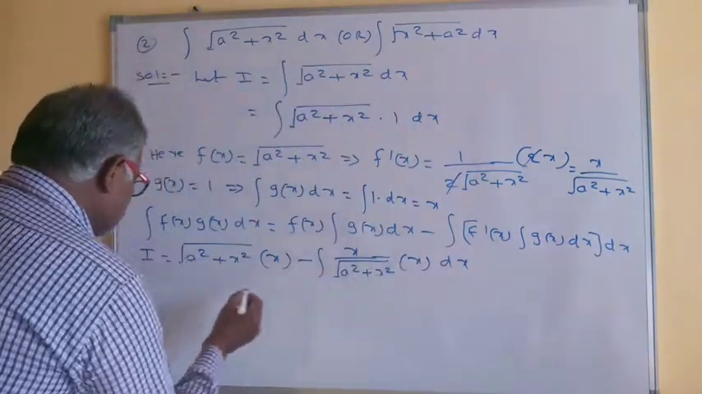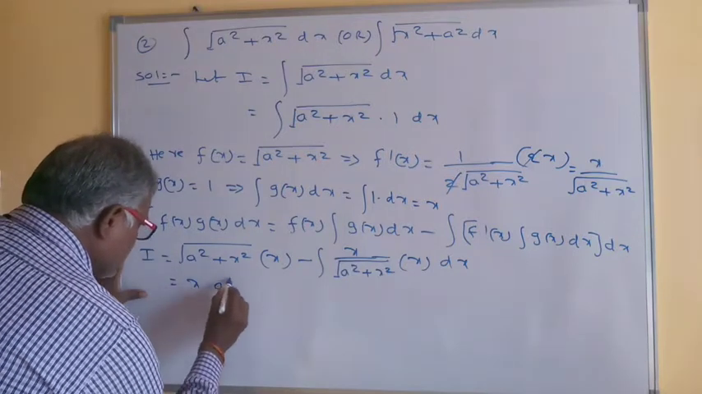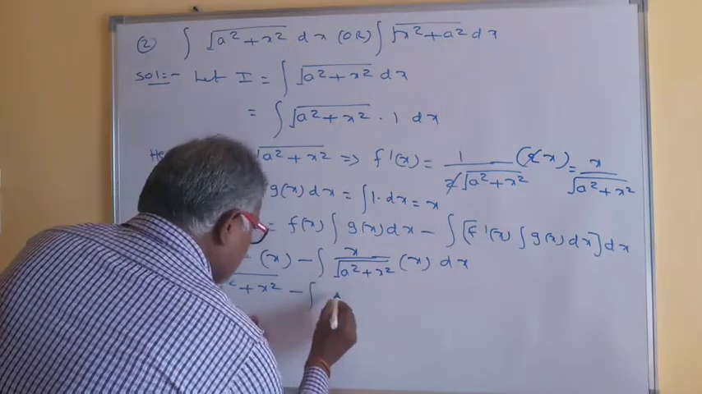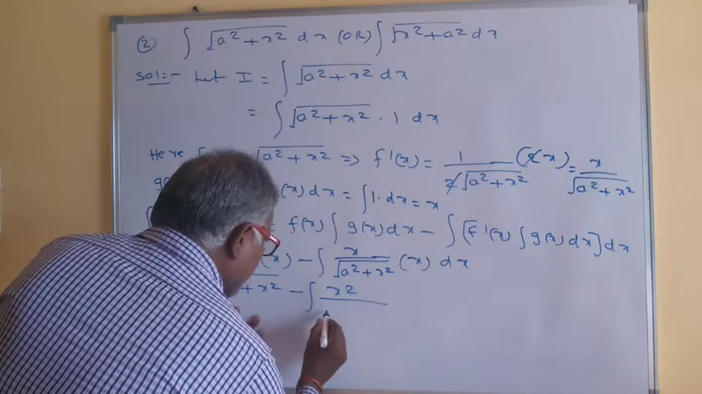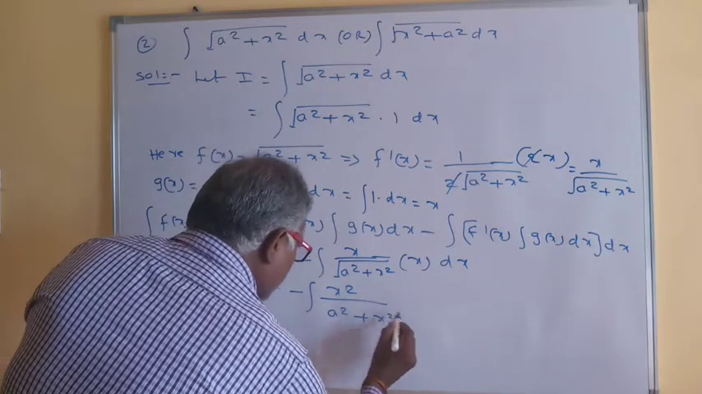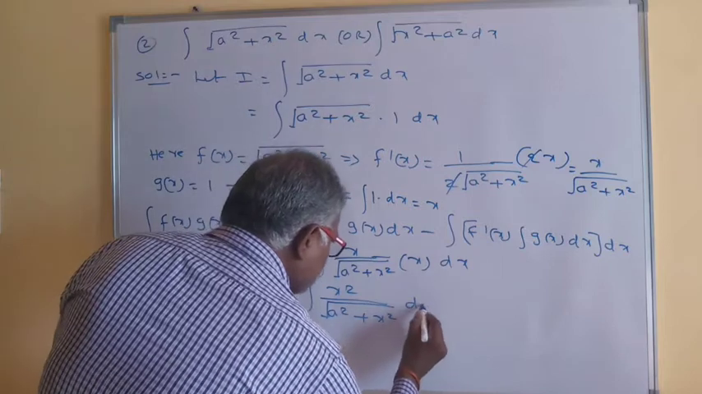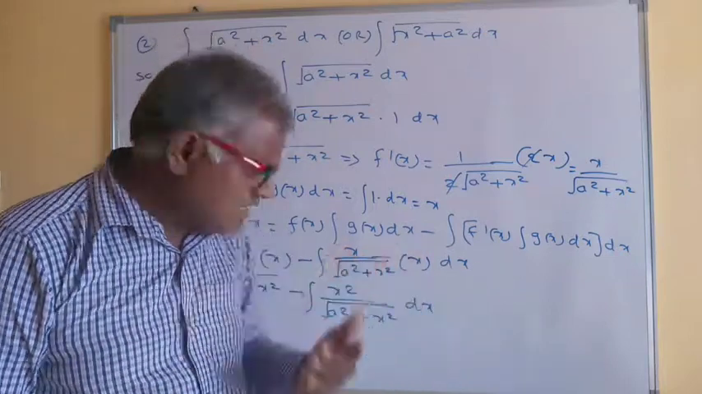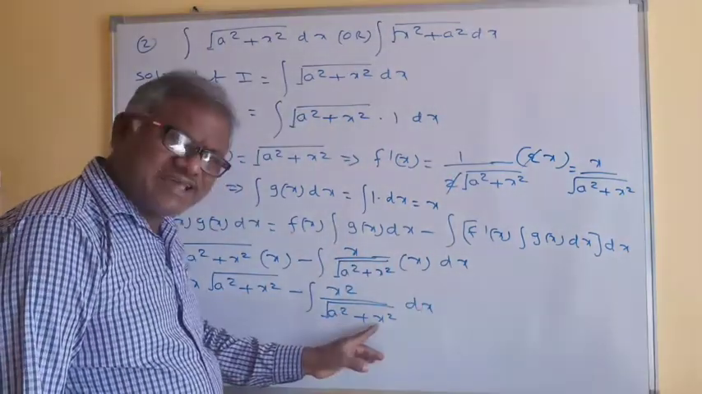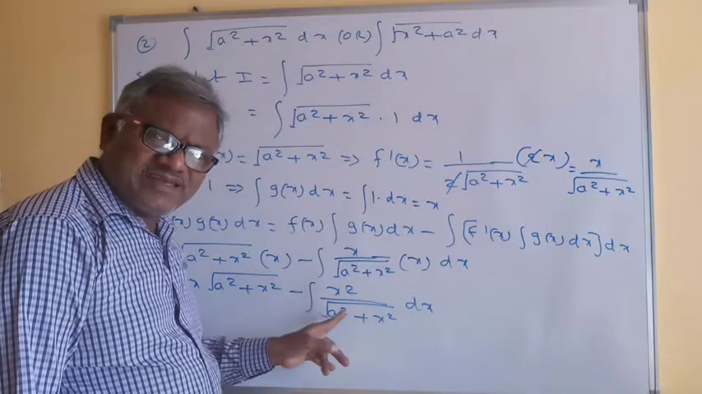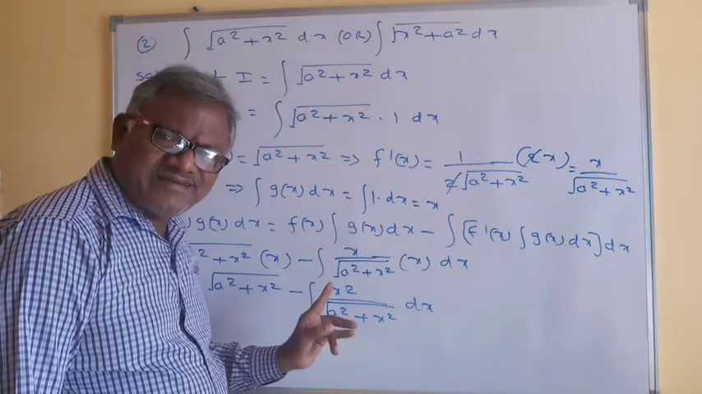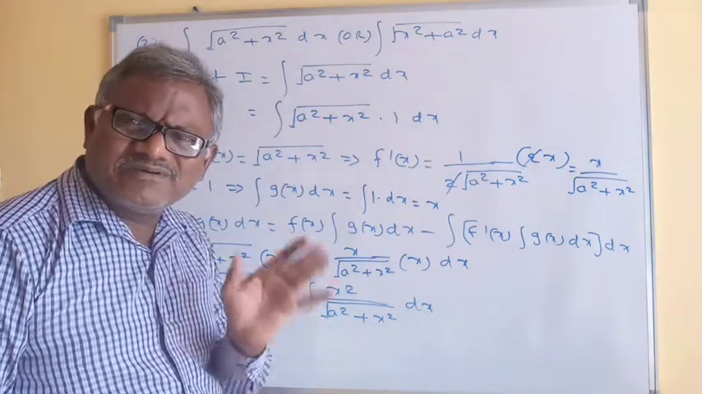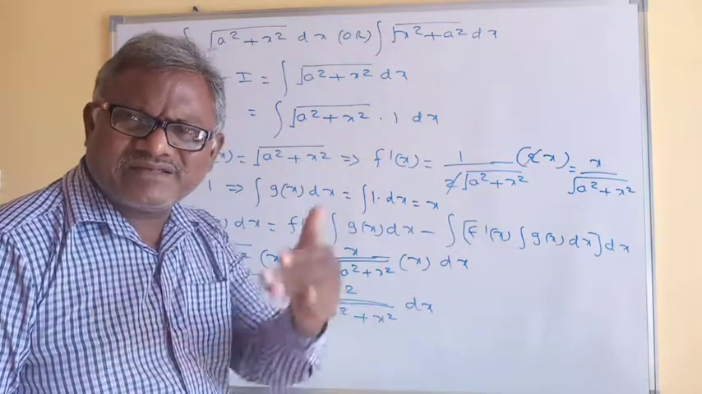So here x into x square. So x into root of a square plus x square minus x into x square by root of a square plus x square dx. Okay. Same with the help of the denominator, we can rewrite the numerator. Here, a square plus x square on the denominator under root, and in the numerator only x square is there. What you have to do? Plus a square minus a square. Same thing in the previous one also.